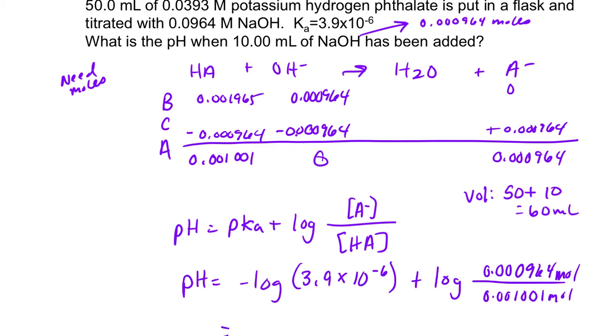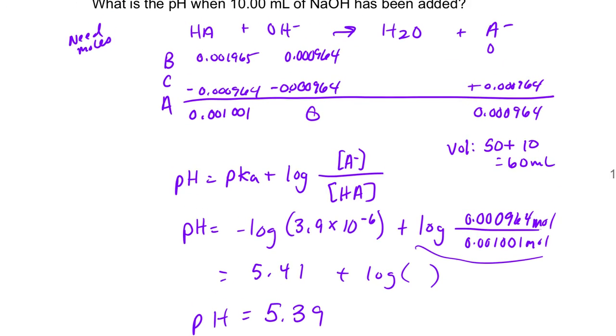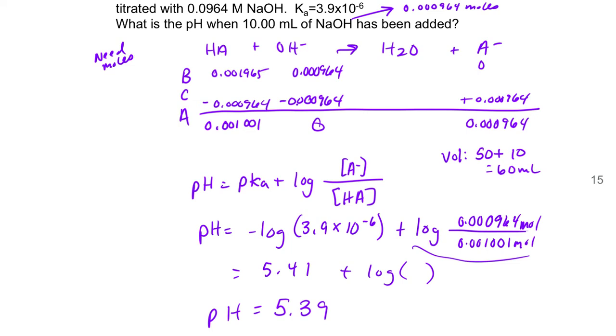Okay, so the pKa is 5.41, and I didn't calculate this out, so do that. pH equals 5.39 at this point in the titration curve. Does that make sense?